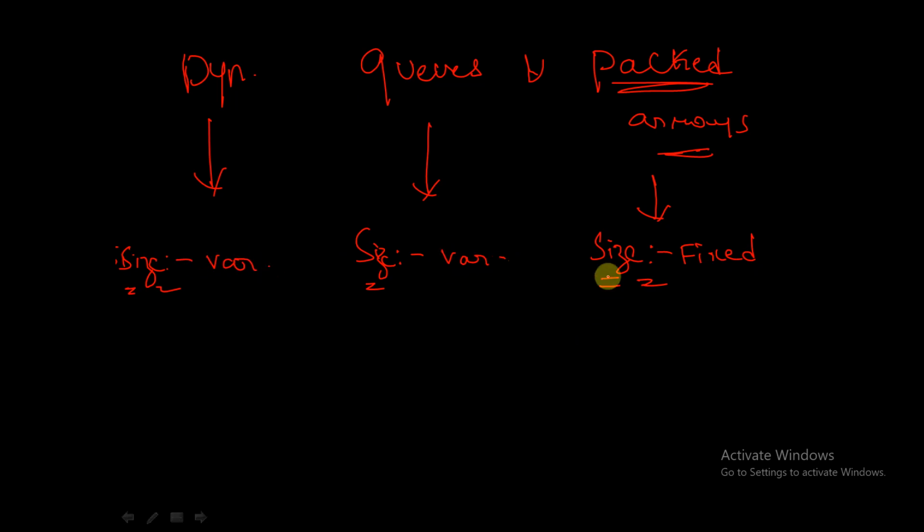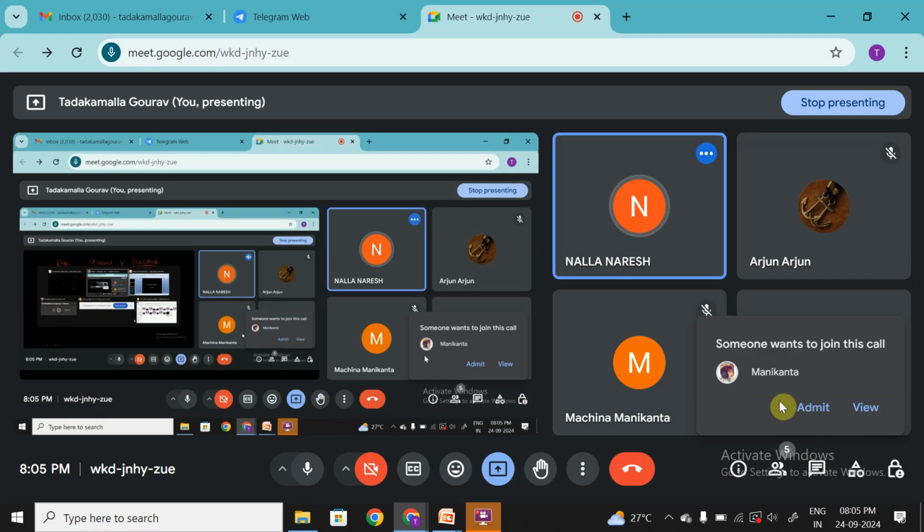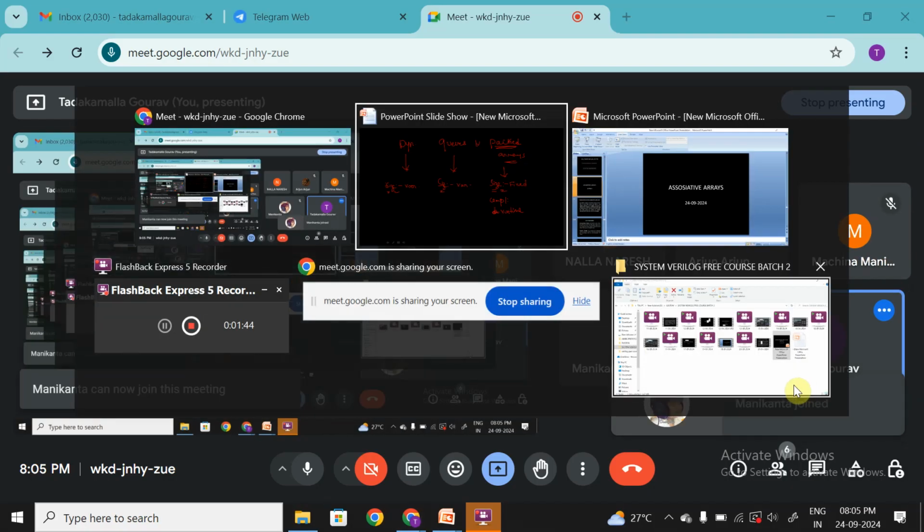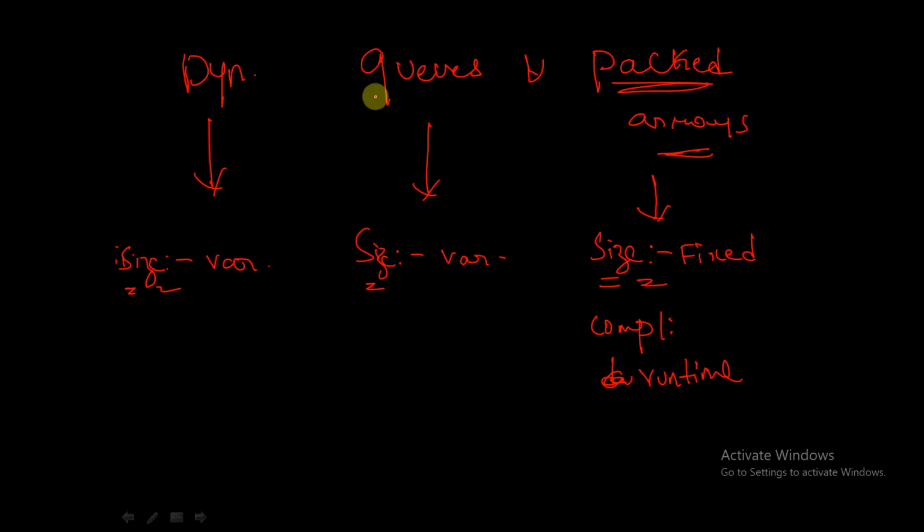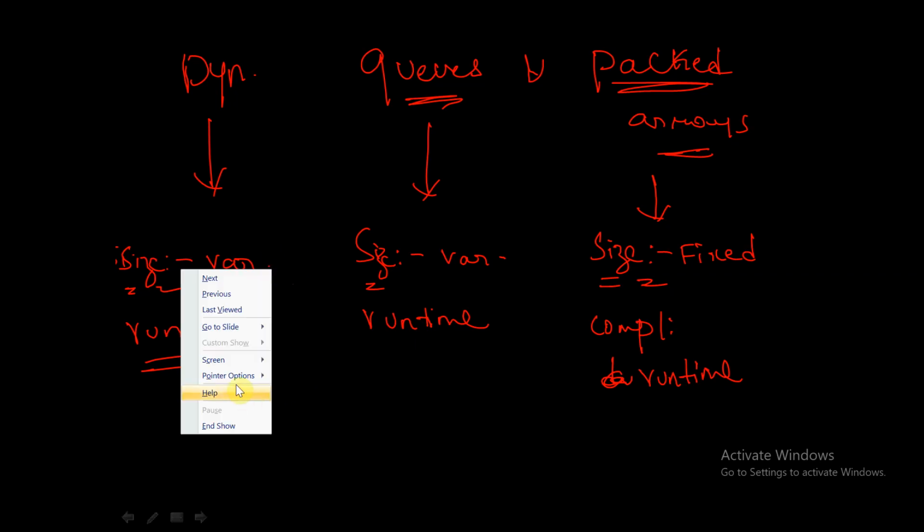Coming to declaration, where is the size allocated to the packed arrays, in compile time or during runtime? For packed arrays it is compile time. In the case of queues, it is dynamic, so it will be allocated at runtime. In dynamic arrays also, it is allocated during runtime. So these are the differences between dynamic arrays, queues, and packed or unpacked arrays.